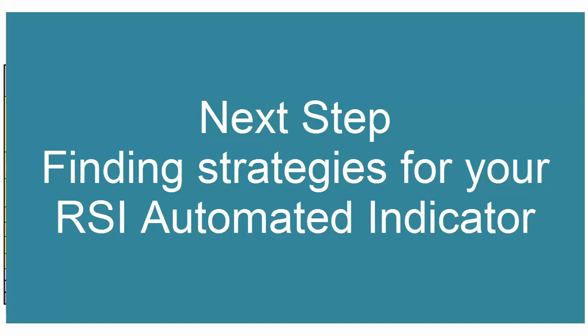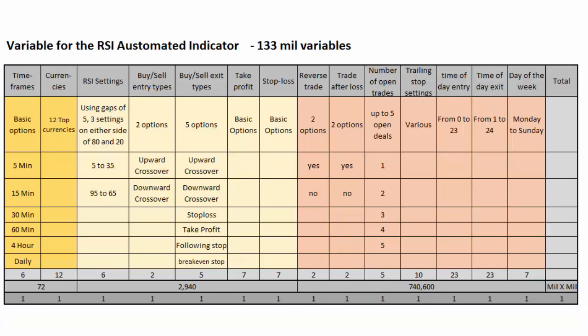In this video we're going to be looking at creating some trading strategies. In previous videos we looked at the functionality of the RSI, and then we looked at the settings available in the automated indicator. Now on your screen you'll see a table showing the number of variables that one can use when using this automated indicator.